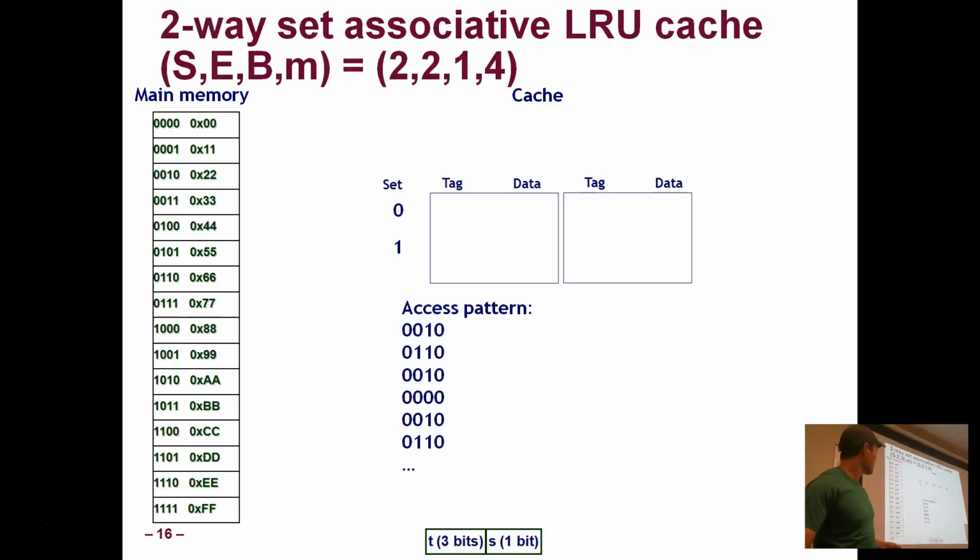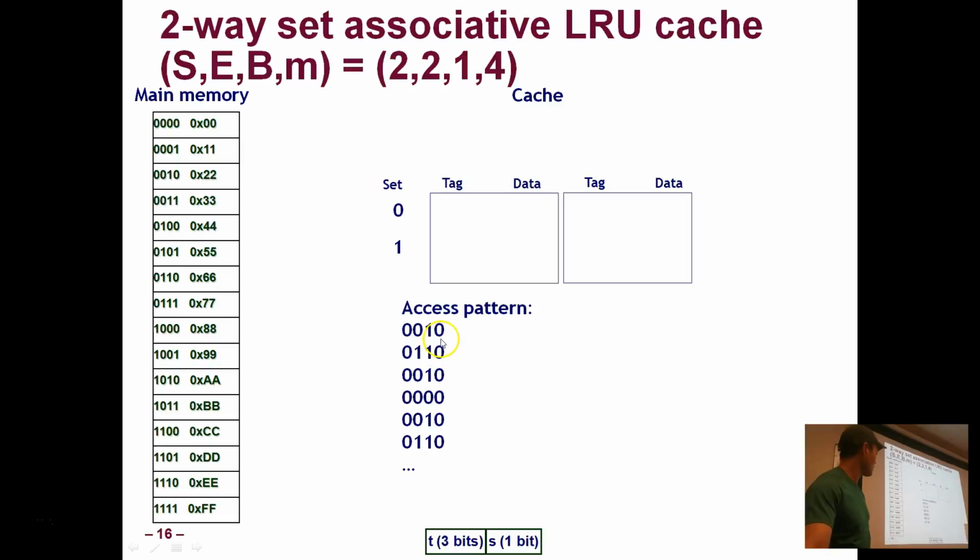I will simulate this. So here is an access pattern. Again, the same main memory as we've always had. We have a two-way set associative cache. So there are two sets, 0 and 1. Each set has 2 lines in it. This is our access pattern. Each block has a single byte, so there are no block offset bits here. So the set is the least significant bit as a result.